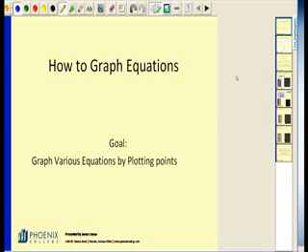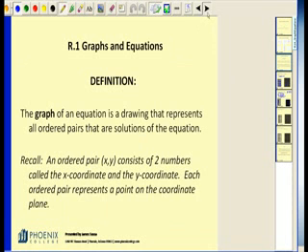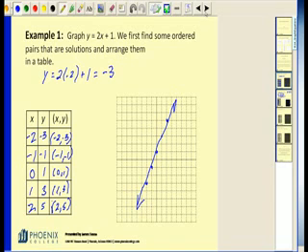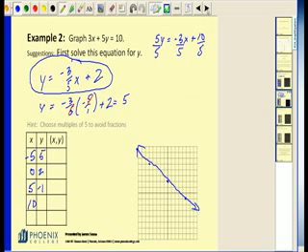This is part 2 of how to graph equations by plotting points on the coordinate plane. In the last two examples we graphed two linear equations, and now I'd like to take a look at a couple examples that are not linear. Okay, so we left off by looking at example 1 and example 2.